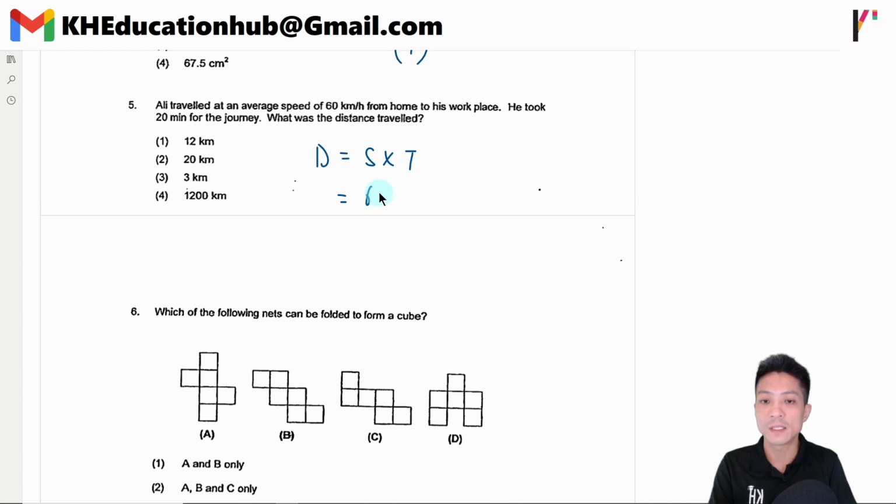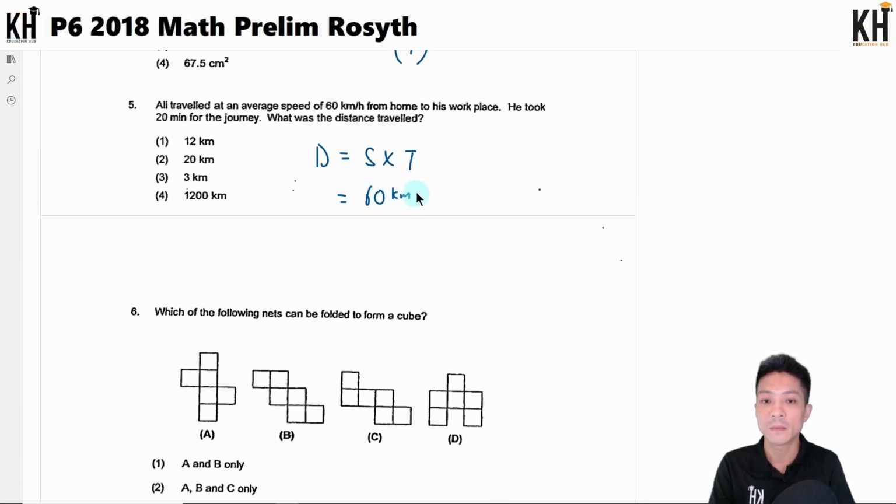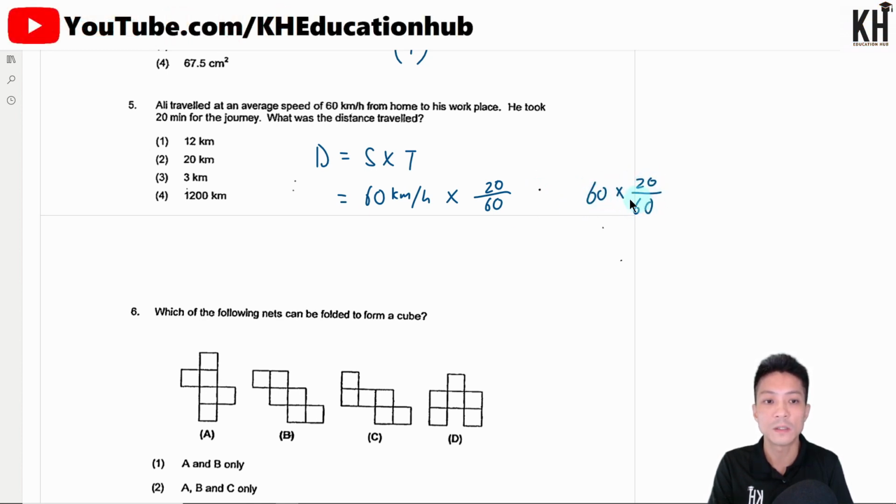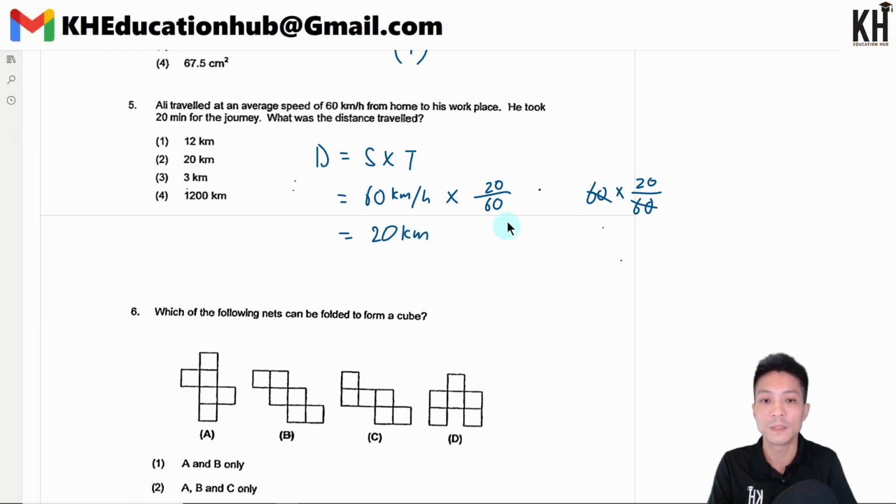Okay, the speed is 60 km per hour. Okay, but be careful. If you want to multiply by time, the time will have to be in hour. Okay, so you have to convert the 20 minutes to hour, which is 20 over 60. 20 over 60, okay, the working is the same as this. You can basically reduce your 60 and 60. So your distance will be 20 kilometer. Okay, the answer will be number 2.